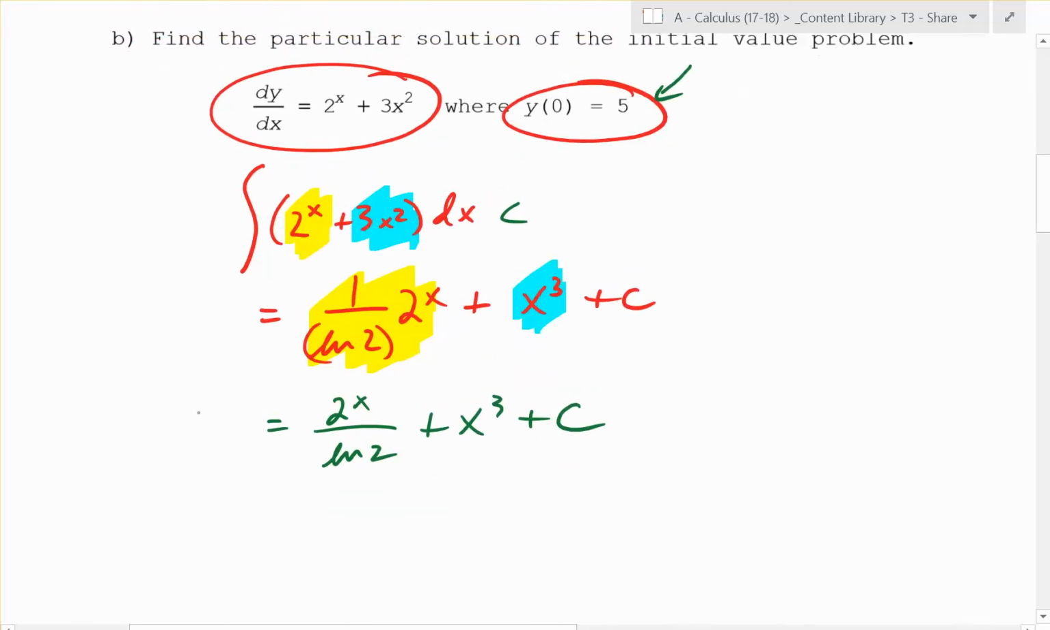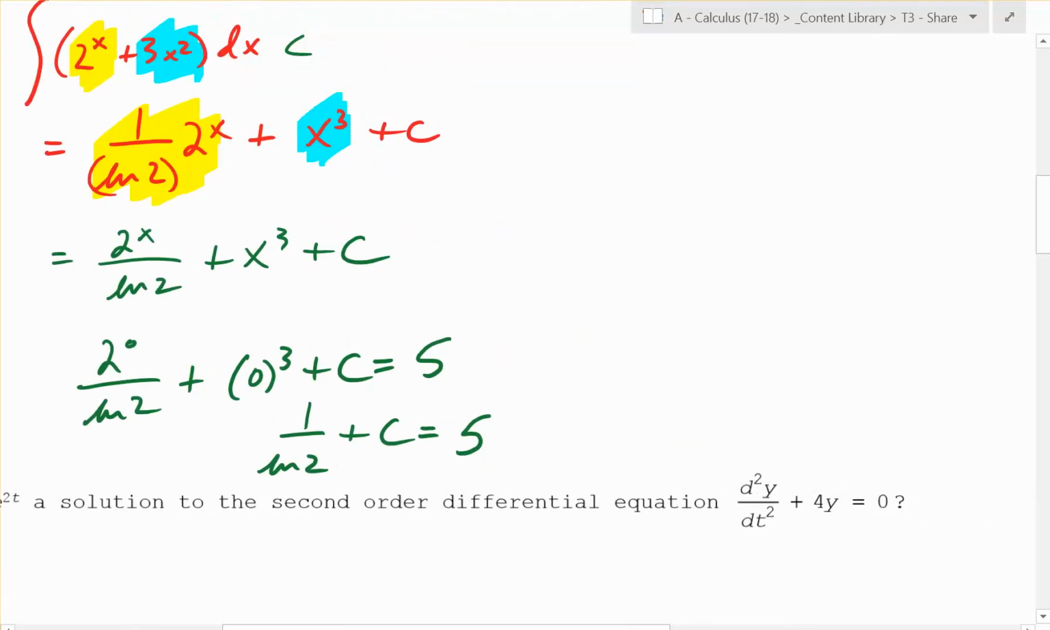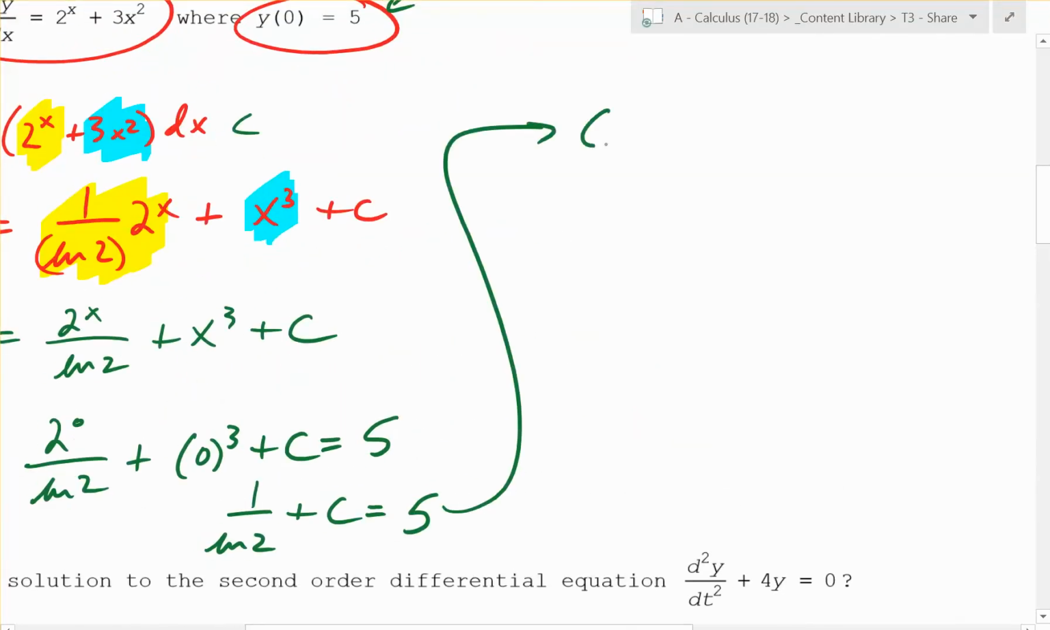We know that when you plug in 0, you should get out 5. So 2 to the 0 over ln 2 plus 0 cubed plus c should be 5. I'll keep that on one side: 1 over ln 2, because 2 to the 0 is 1, plus c is equal to 5. So that tells us that c is equal to 5 minus 1 over ln 2.